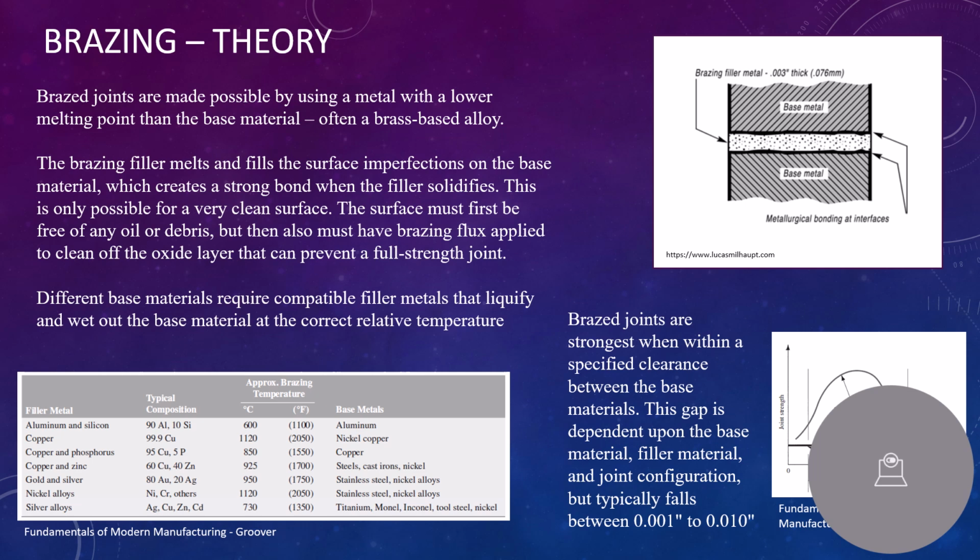Sometimes brazing flux is also required to be applied to the base material, which gets rid of oxide layers when brazing, and that results in a stronger joint. Different base materials require compatible filler metals that liquefy and wet out the base material at the correct relative temperature. These brazed joints are strongest when within a specified clearance between the base materials. The gap is dependent upon the base material, filler material, and joint configuration, but typically falls between 1 and 10 thou.